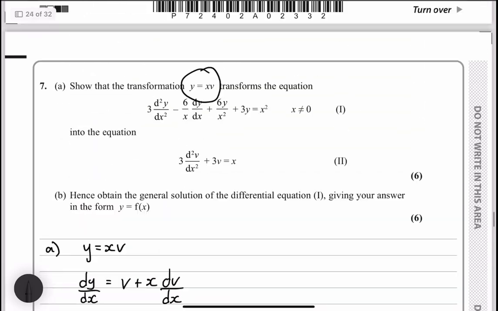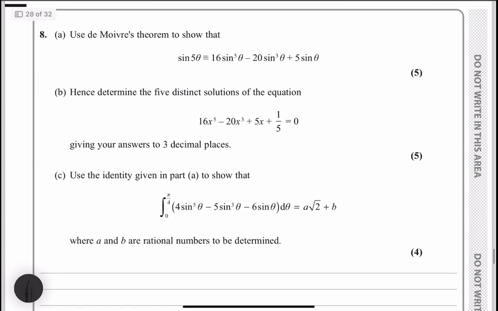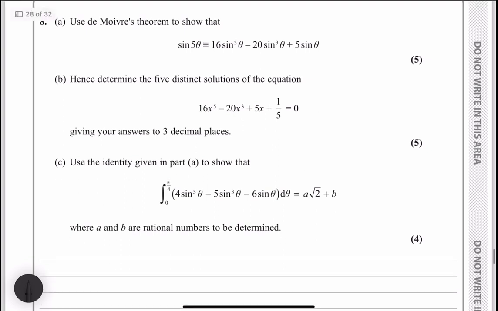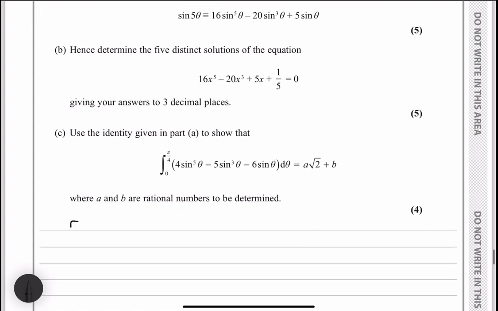That was part B. So that's the question finished. On to question 8. De Moivre's theorem. Using De Moivre's theorem, show that sine 5 theta is equal to this. Okay, this is a fairly standard approach. We need, when r is equal to 1, cos theta plus i sine theta to the power 5 is equal to cos 5 theta plus i sine of 5 theta.